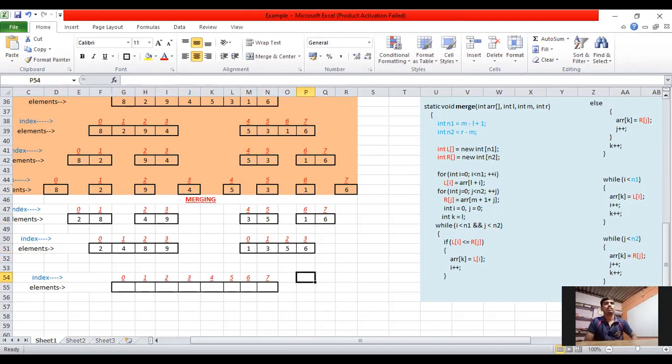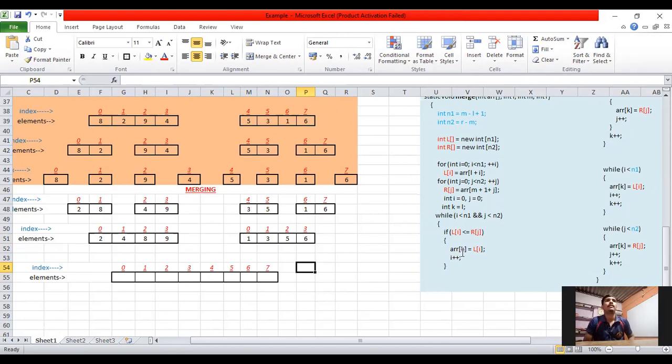So here we check the left hand side array against the right hand side array. The first condition is that we have elements present in the left hand side and also in the right hand side. Then we check. First we consider this as I, this as J, and this as K. Initially I, J, and K are all at the 0th position.